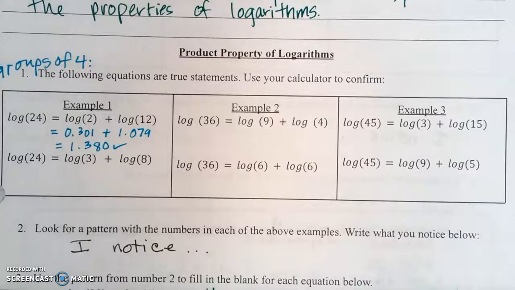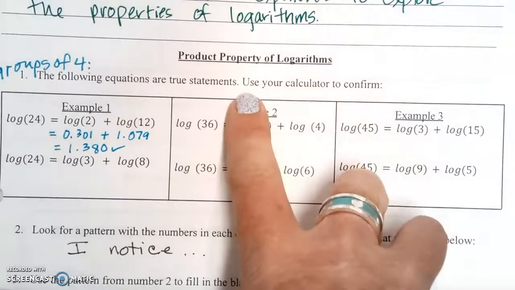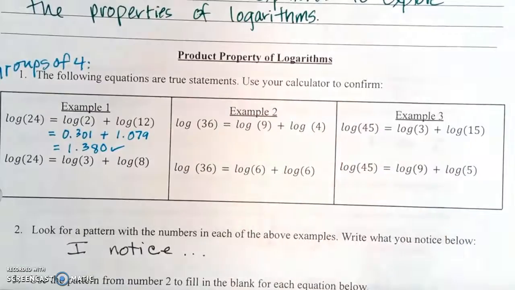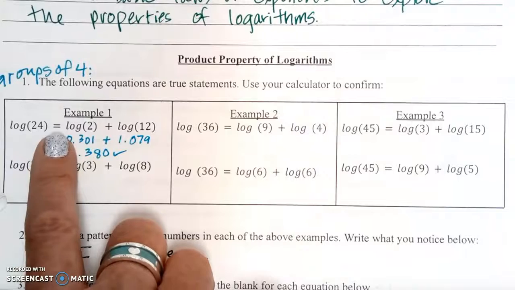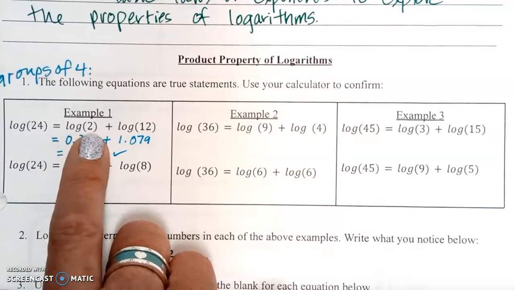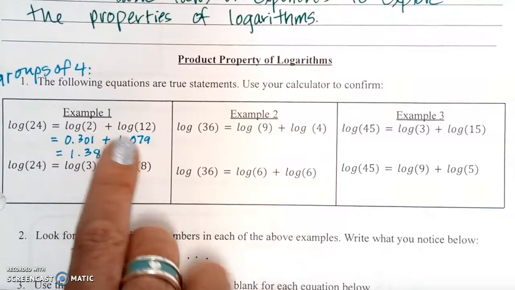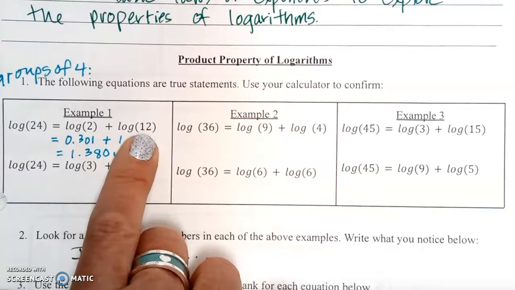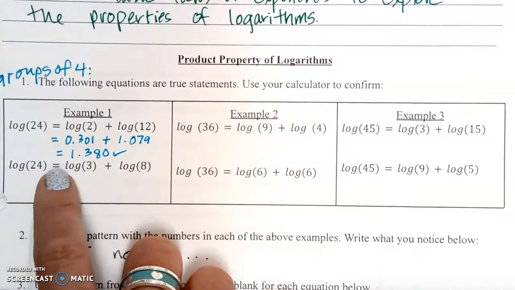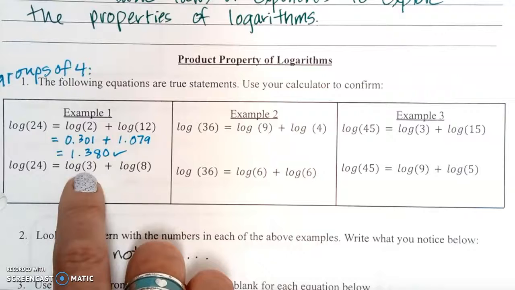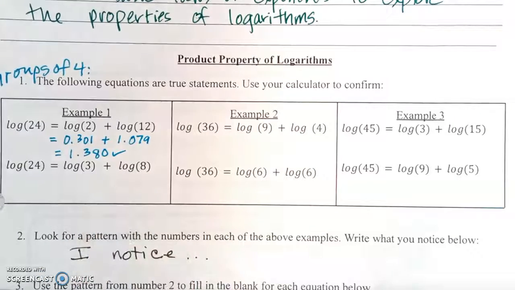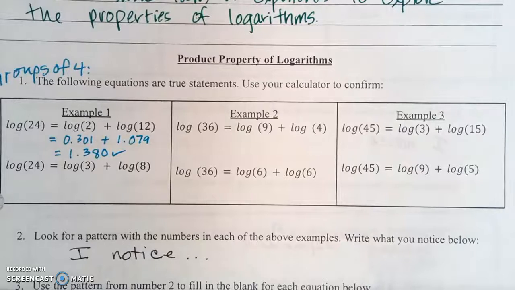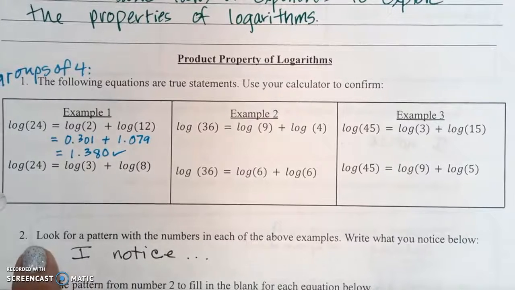It says, the following equations are true statements. And you are going to use your calculator to confirm that they are true. Okay, so you're going to notice that the log of 24 is equal to the log of 2 plus the log of 12. You'll also notice that the log of 24 is equal to the log of 3 plus the log of 8. Okay, so you're going to notice a pattern with all of these, and that's going to be what you're going to write for problem number 2.